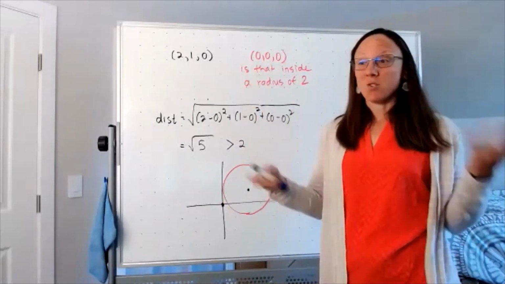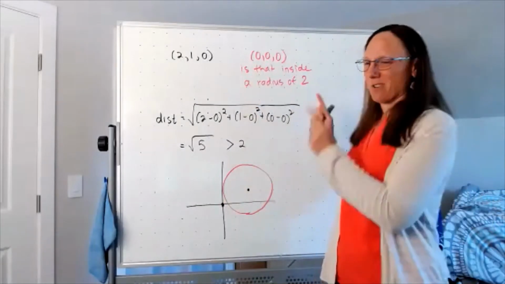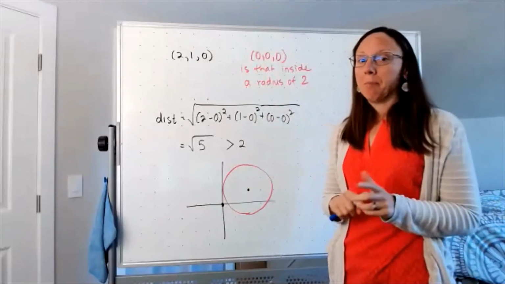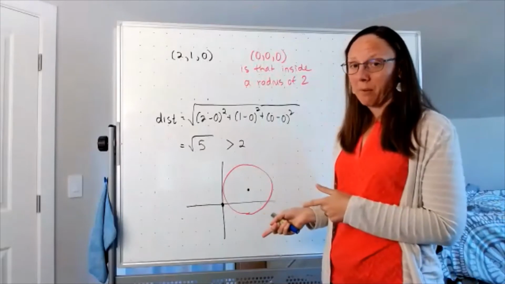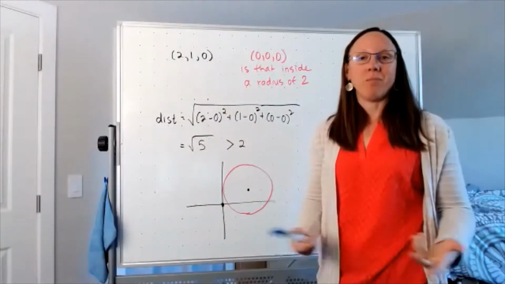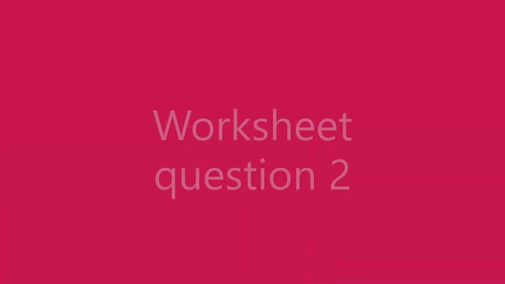Since these are all in 3 dimensions, and this was the only one that had a 0 for a z component, this is the only one that you might be able to draw. The rest of them, for sure, you're just going to use that distance formula and see if it's bigger than 2.